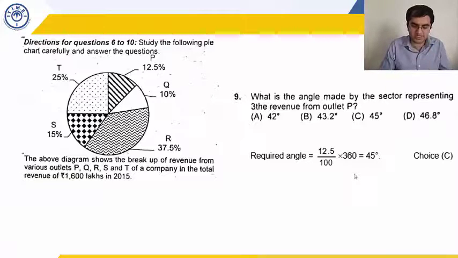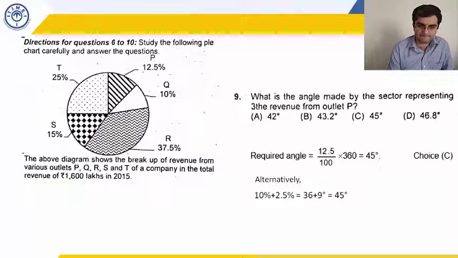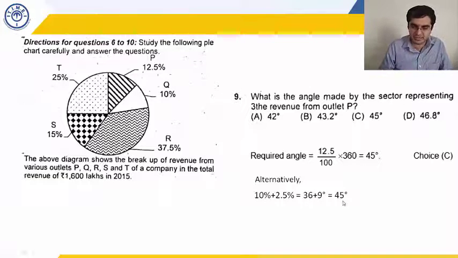Okay, let's go for the last question for today. Before that, let me discuss another way to solve this question. Can I say that 12.5% is 10% plus 2.5%? And 10% I know is 36 degrees. 10% is 36 degree and 2.5% is 9 degree. So 36 degree plus 9 degrees, 45 degree is done.